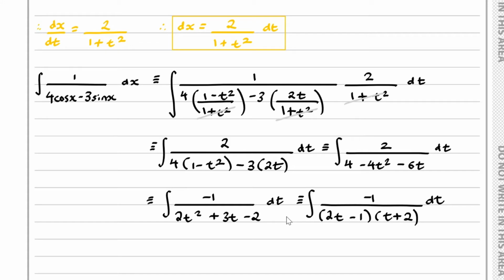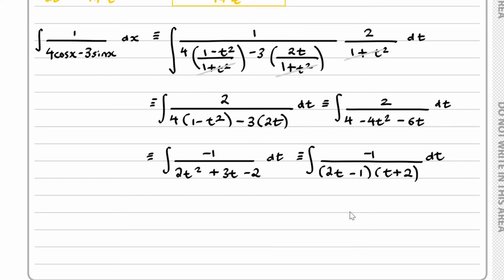Now, the reason I want to factorize this is, if I can somehow split this up into partial fractions, it makes the integration a tiny bit easier. So let's do that. Let's split this up into partial fractions. We'll do it in a different colour. We have minus 1 over 2t minus 1 lots of t plus 2.